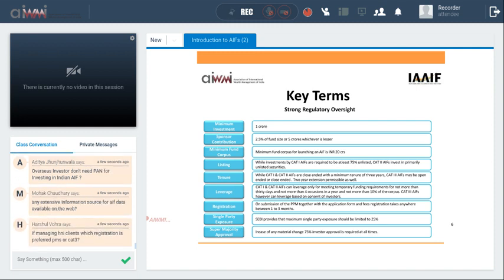Overseas investors don't need PAN for investing in an AIF? No, they do need a PAN. If you are directly investing in an AIF, a PAN is mandatory.